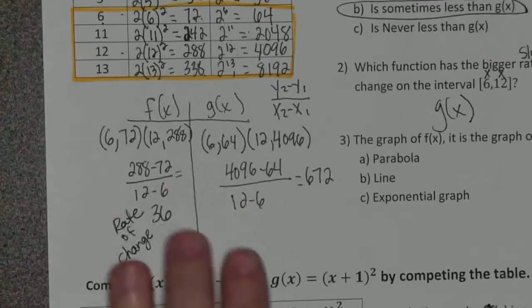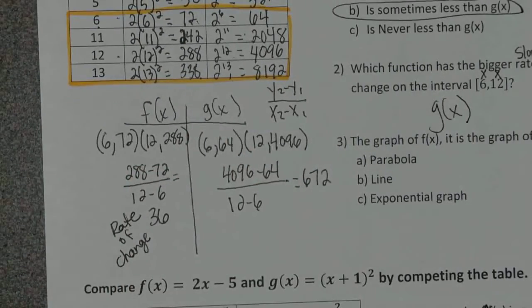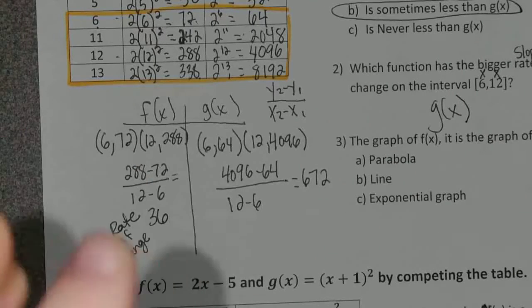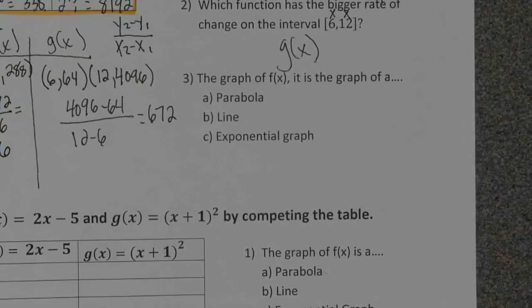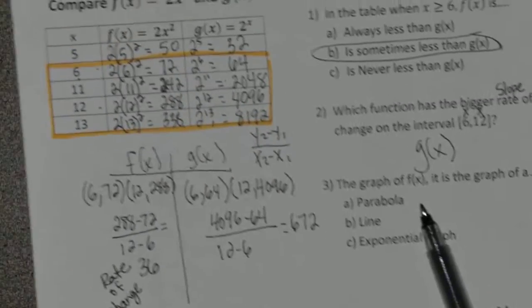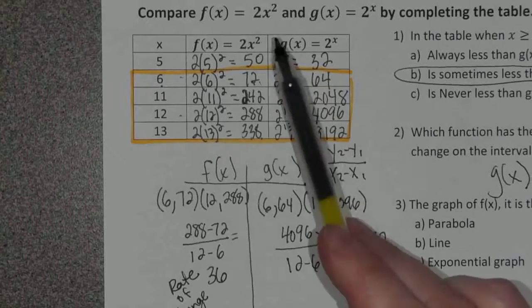Now, I'm not going to tell you you have to do this work, but I'm going to tell you if it's close enough you can't tell, do the work. Does that make sense to everybody? All right, number 3 says the graph of f of x is what kind of a graph? A parabola, a line, or an exponential graph?